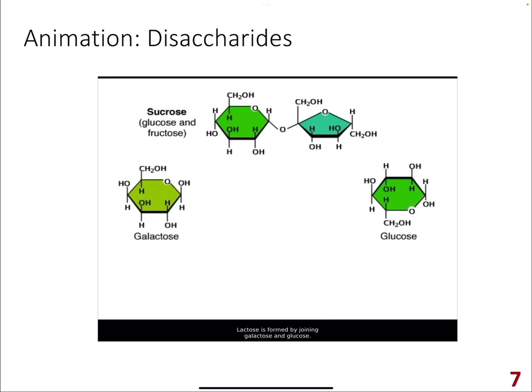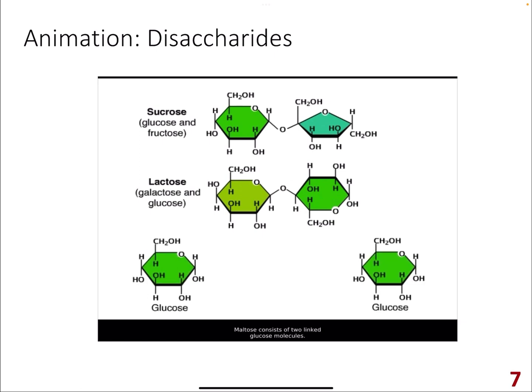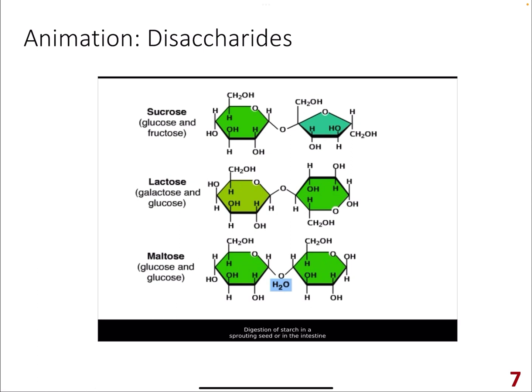Lactose is formed by joining galactose and glucose. Lactose is the disaccharide that gives milk its sweet taste. Maltose consists of two linked glucose molecules. Digestion of starch, in a sprouting seed or in the intestine of an animal, produces this disaccharide.